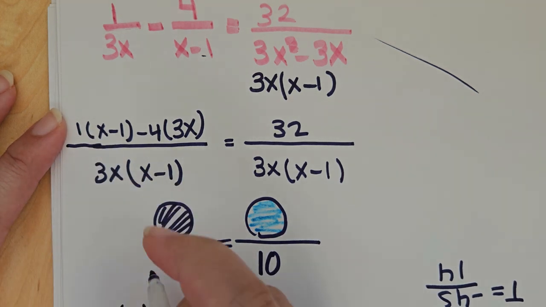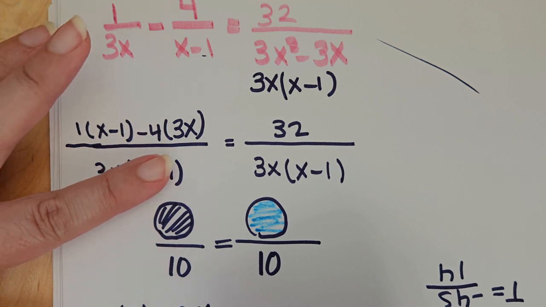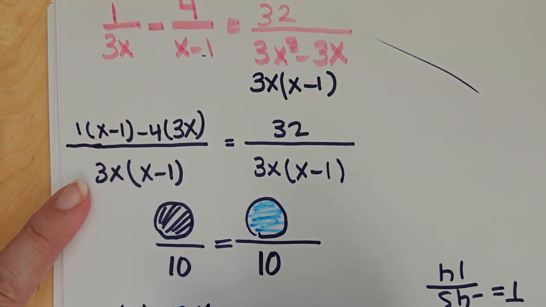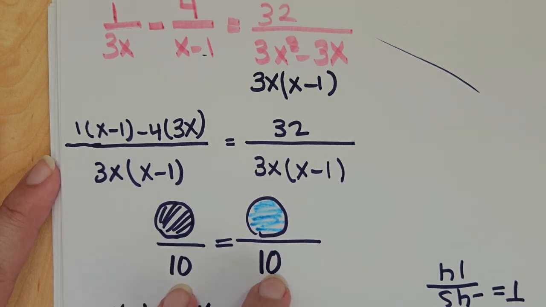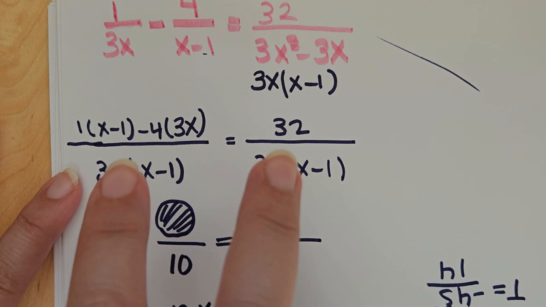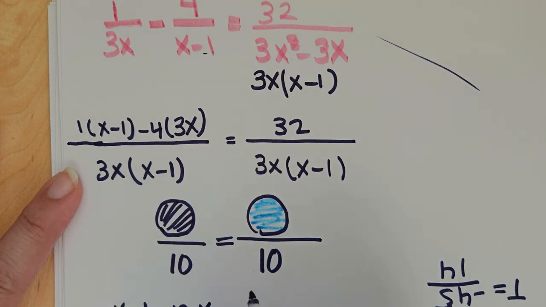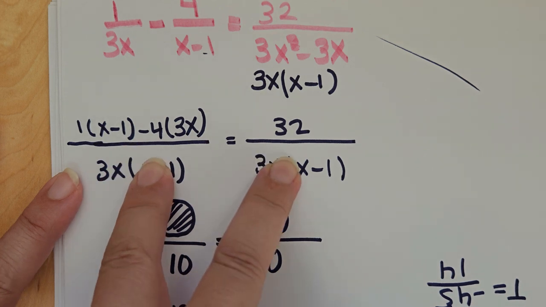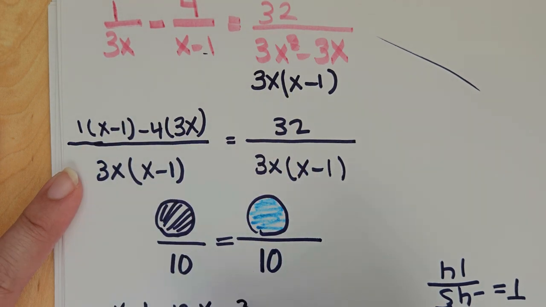So I start by simplifying. I have 1x minus 12x, which I add together, that would be minus 11x. Then I have negative 1. On the other side, I would have 32. So once more, when the denominators are the same, the two numerators must be exactly the same. Okay, so the expression equals 32.